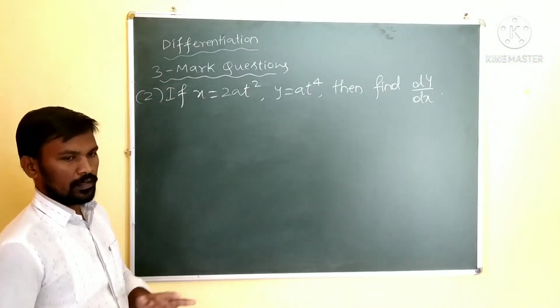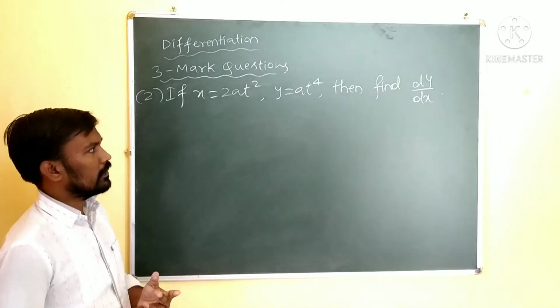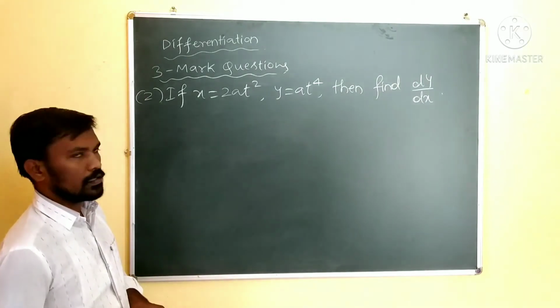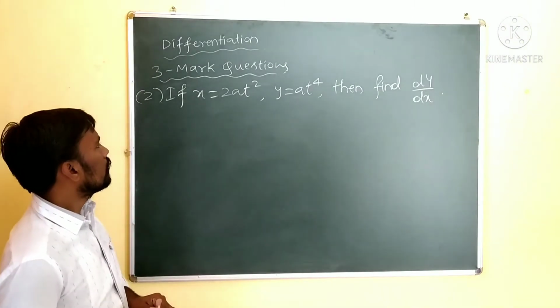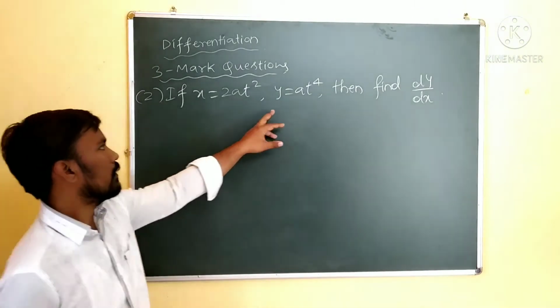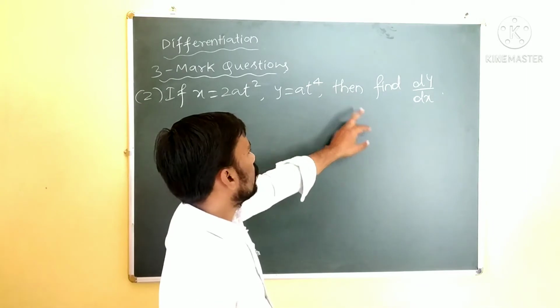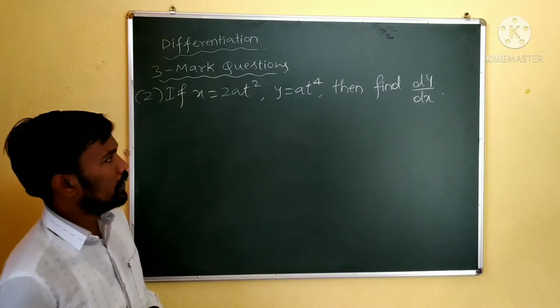You practice all parametric questions. Definitely you are going to get one question in your annual examination. So look at the given question here. x is equal to 2at square, y is equal to a into t to the power of 4. Then find the derivative, that is dy by dx.